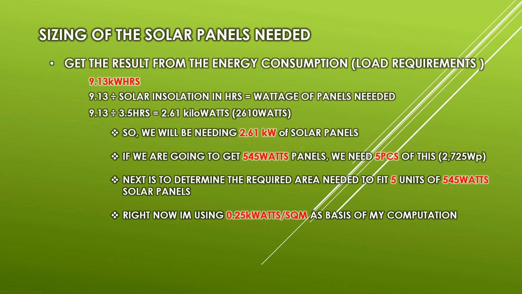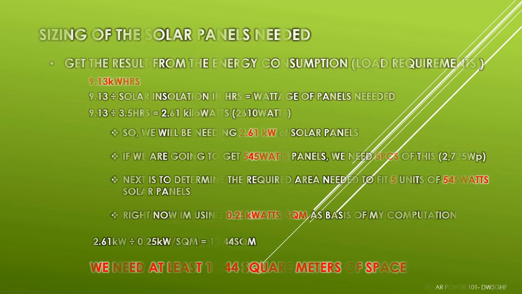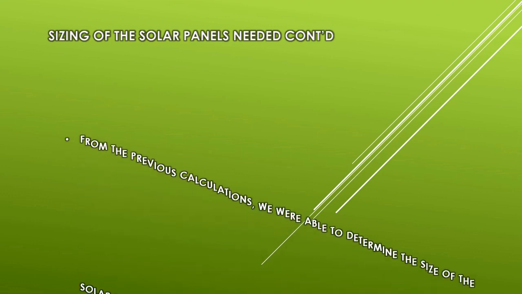If we are going to get 545 watts panels, we need 5 pieces of this, 2,725 Wp. Next is to determine the required area needed to fit 5 units of 545 watts solar panels. Right now I am using 0.25 kWatts/SQM as basis of my computation. Sizing of the solar panels needed completed.